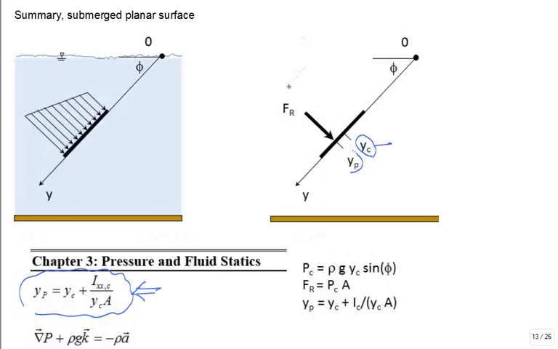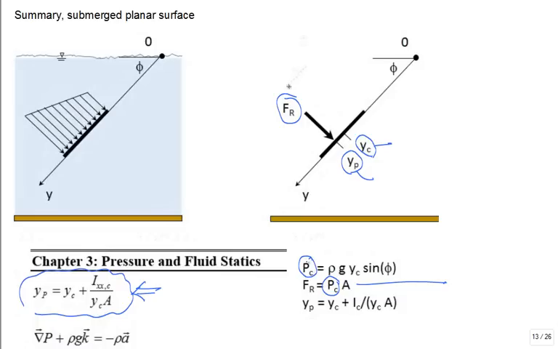And y sub p, what is that one? Center of pressure. That's where I need to apply the resultant force. What is the equation for the resultant force? Calculate the pressure, not at the center of pressure. This is somewhat confusing. Calculate the pressure at the centroid of the area. That's the average pressure over the area. True? Calculate the pressure at the centroid, multiply that by the area, you got the resultant force.